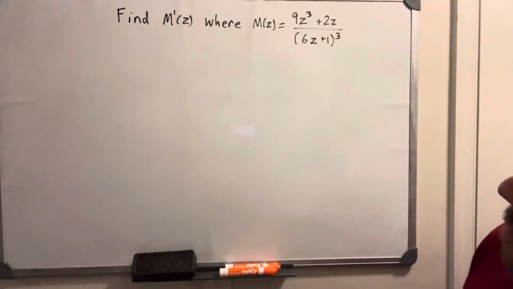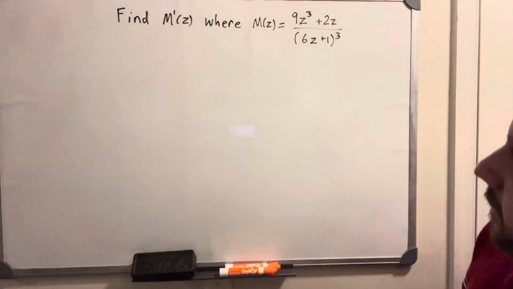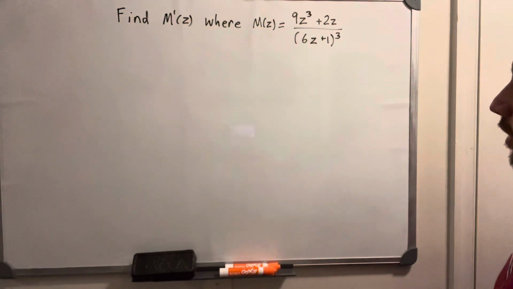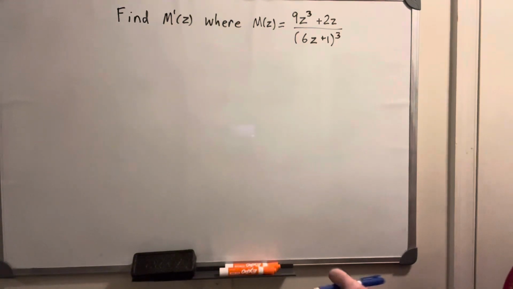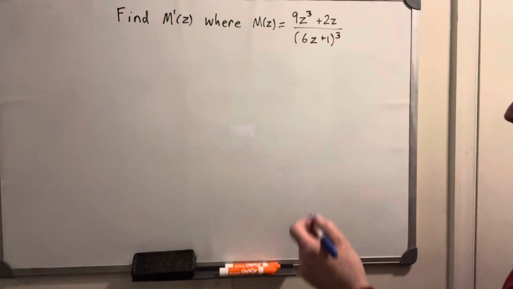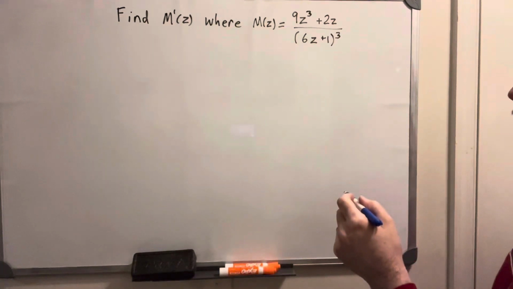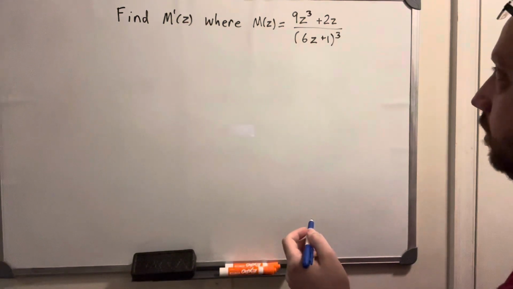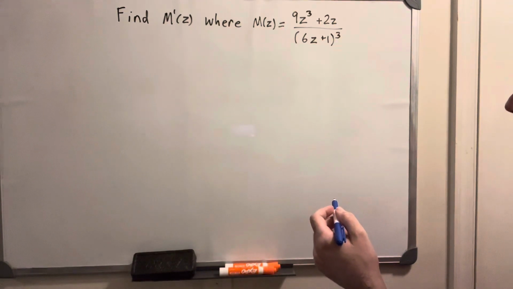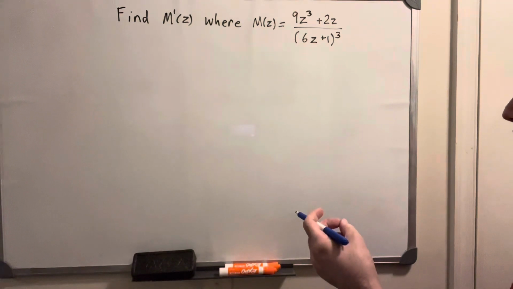This problem says find m prime of z, where m of z is 9z cubed plus 2z over the quantity 6z plus 1 cubed. So you have a choice. Do you want to do this all directly using the rules of differentiation that you know, probably the quotient rule, the power rule? Or we can use the chain rule by figuring out any parts of this that we can consider functions of some other variable.